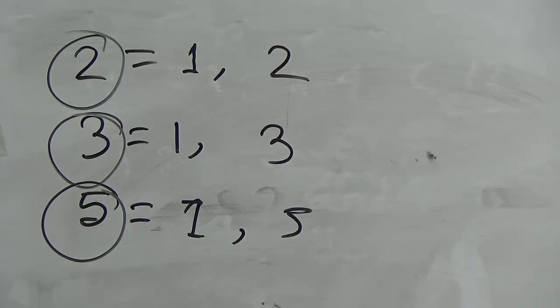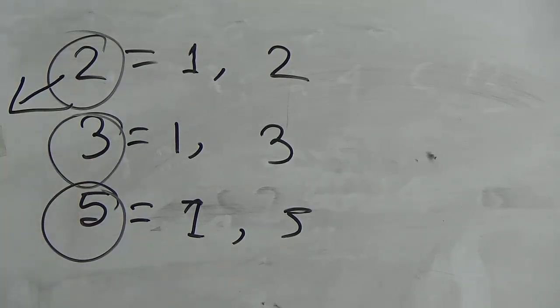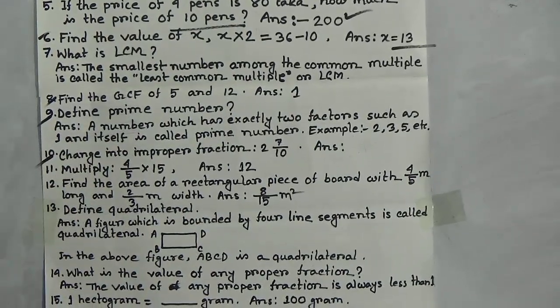Student, do you know there is only one even prime number in our numerical system? Yes, which is 2, and it is the smallest prime number. 1 is not a prime number because it has only one factor. Okay, 9 done.